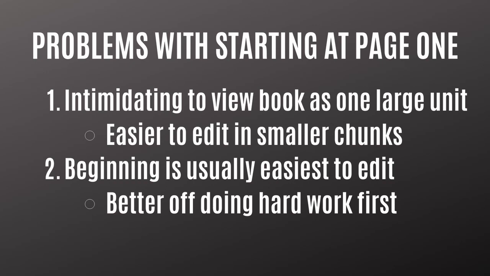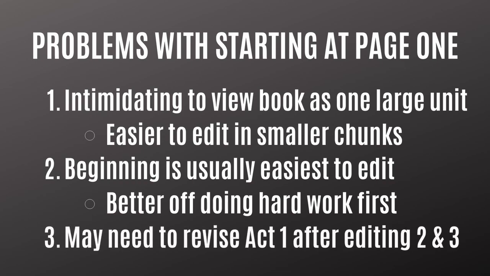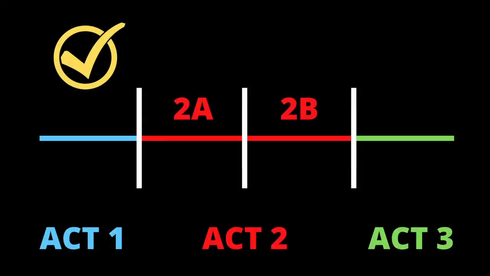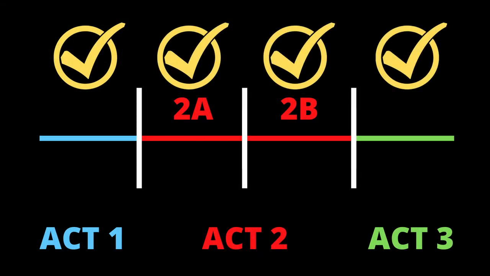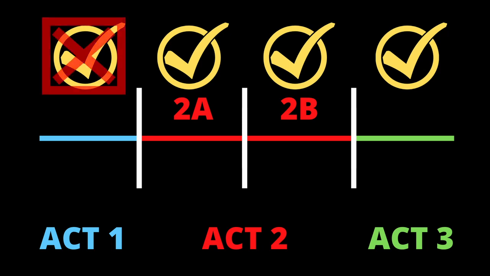And then the third problem that I have is that you may need to rewrite Act 1 after you edit the later parts of your story. This is because when you edit the events in Act 2 and 3, sometimes you need to go back to Act 1 in order to set up those events properly. So if you start at the beginning and you spend time polishing up Act 1, later on you may find that all that effort was a waste, because now you have to rewrite those early chapters again just to set up Acts 2 and 3. And that can waste a lot of valuable time, and it could get you frustrated.